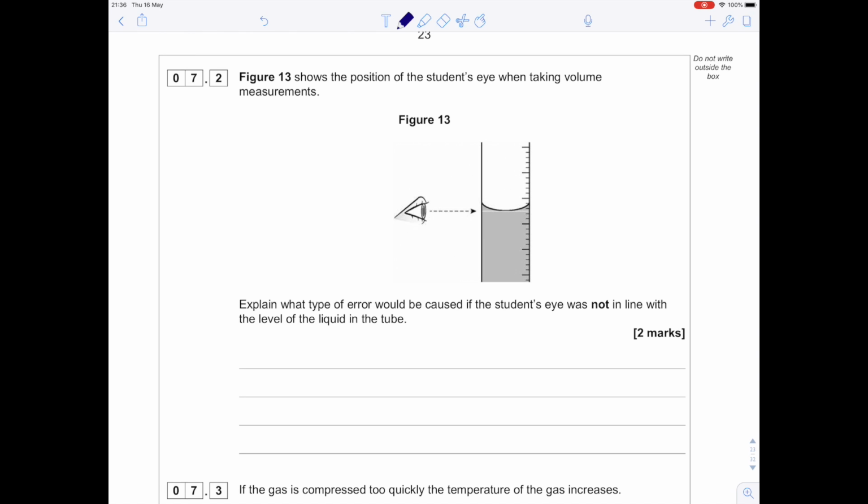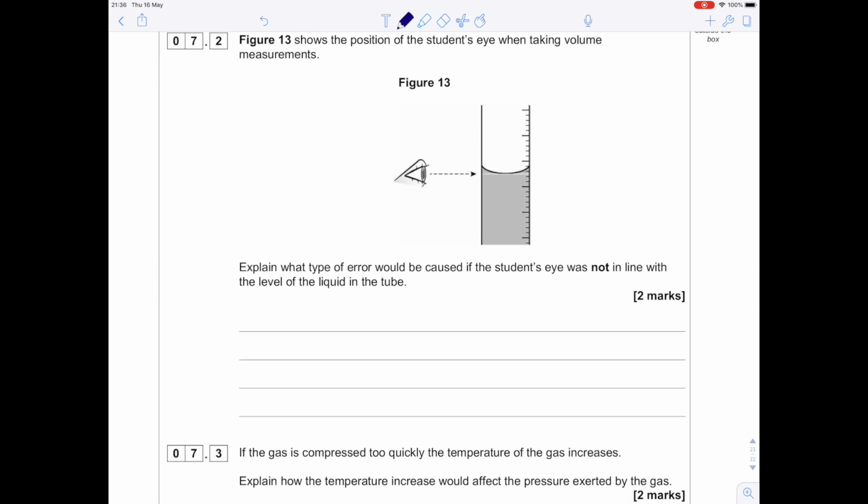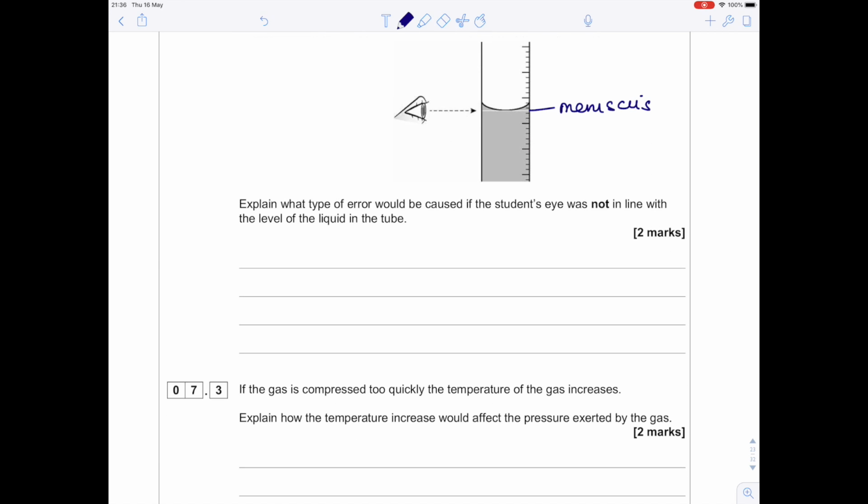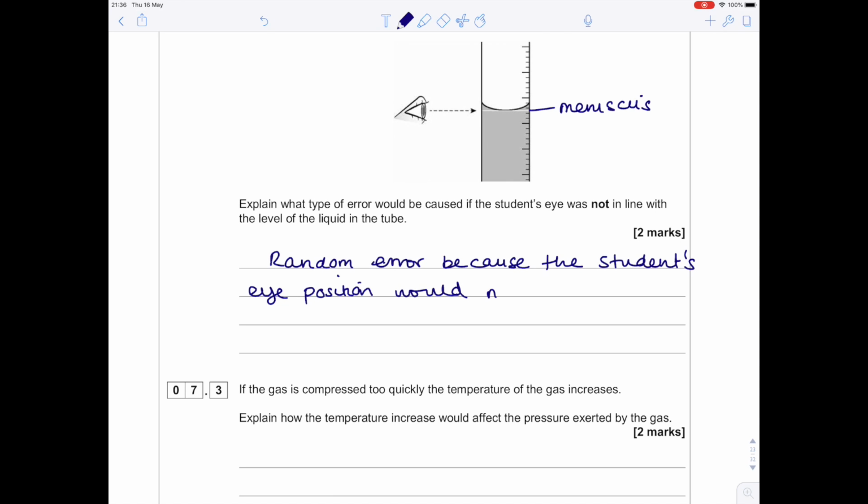Figure 13 shows the position of the student's eye when taking volume measurements. So look, they're being good, they're level with the meniscus. Explain what type of error would be caused if the student's eye was not in line with the level of the liquid in the tube. Now this would be random error, because the student's eye position would not be at the same level each time.